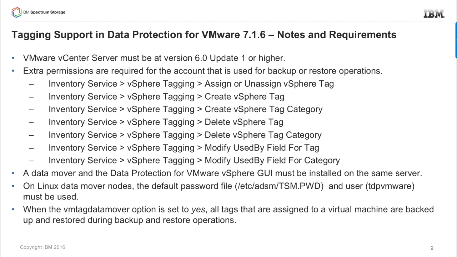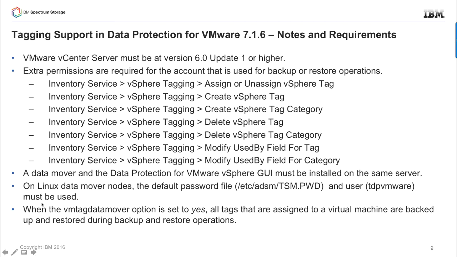And then finally, down here as the last several notes, there are some restrictions in terms of how you set up Data Protection for VMware. The vSphere GUI and the data mover must be installed on the same server. On Linux data mover, the default password and username must be used. These are options that we think will probably be met by most people who use the wizard to configure Data Protection for VMware, but I just wanted to include them in this presentation so you know that they existed.